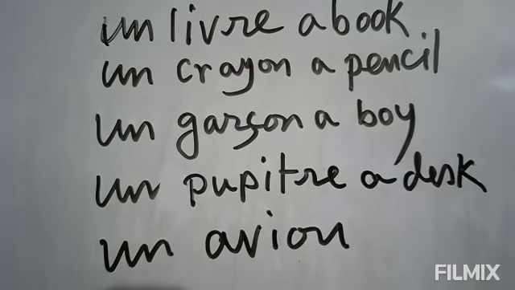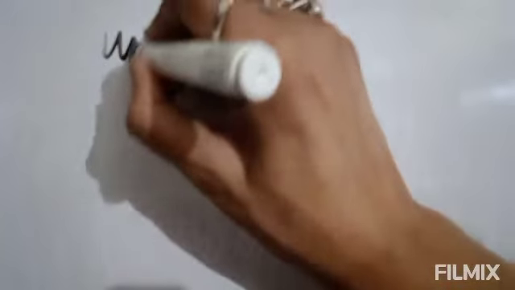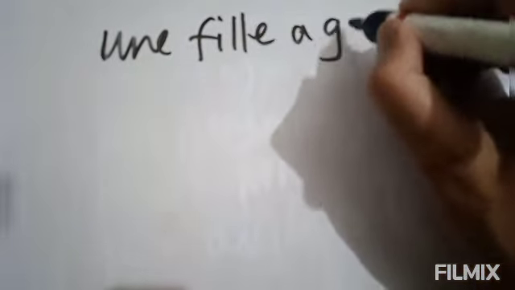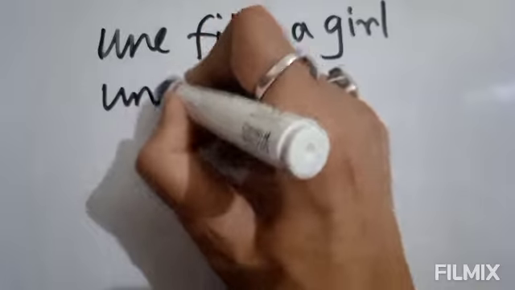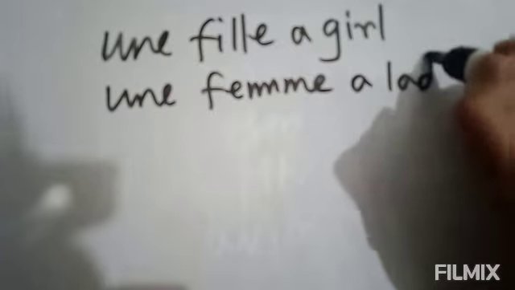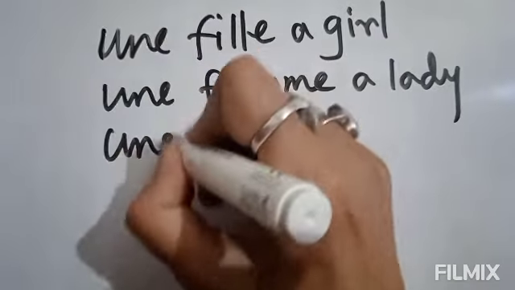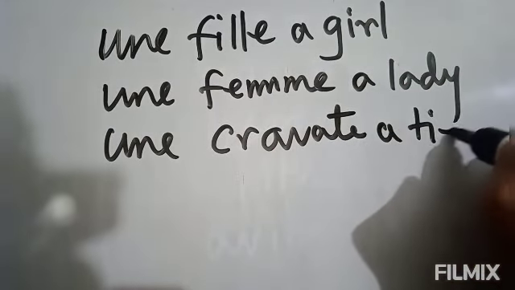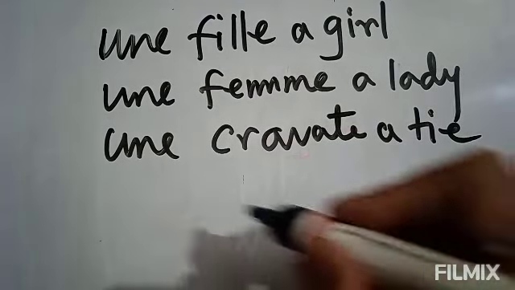Now, please take down in your copy. Now I am coming to words belonging to the feminine category. Une fille, a girl. Une femme, a lady. Une cravate, a tie. These are feminine category.